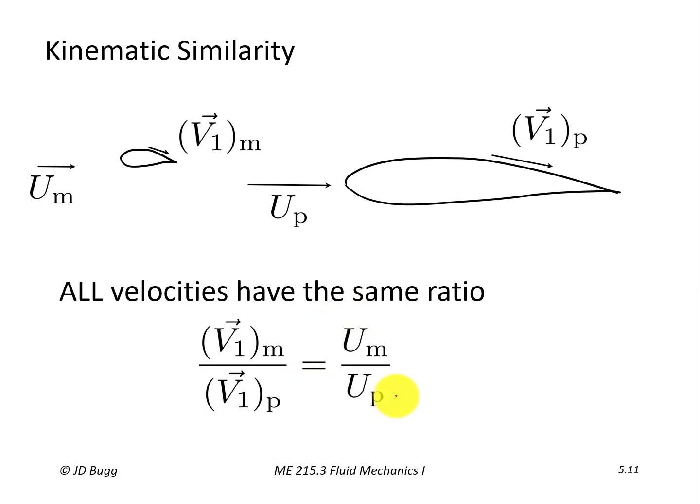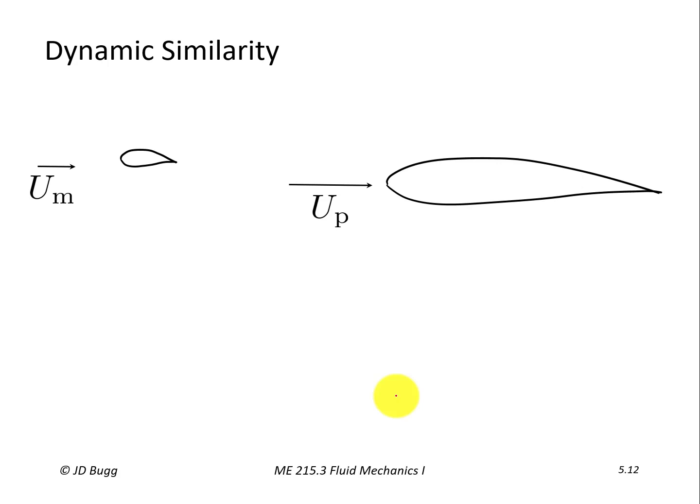So that's kinematic similarity: velocity ratios of the fluid between corresponding points on the model and the prototype have to be the same no matter what 2 points we take. So geometric similarity has to do with physical dimensions. Kinematic similarity has to do with the velocity of the fluid. The last of the three types of similarity that we're introducing is dynamic similarity.